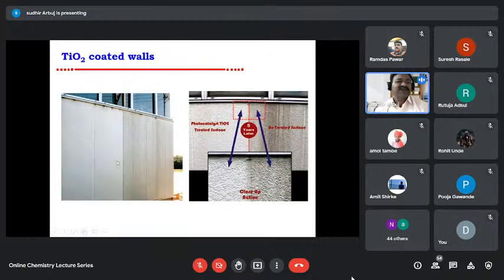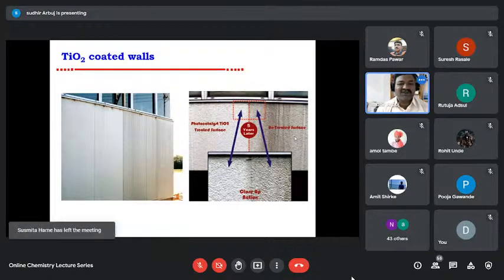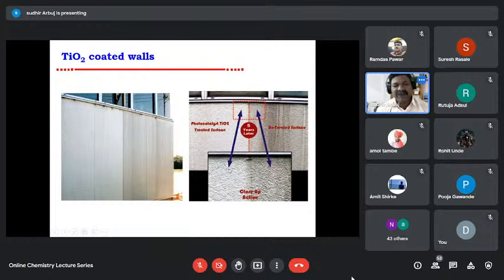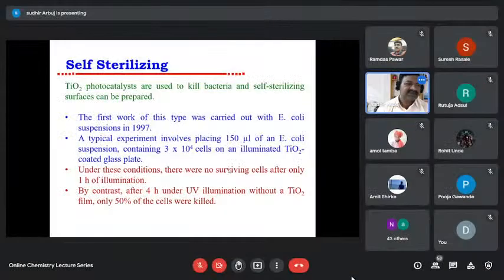See, this is one slide I have shown here. This is the TiO2 or semiconductor coated material, and this is a normal wall, not coated with semiconductor. After 5 years, you see, the semiconductor coated wall is neat and clean, and whatever is not coated remains dusty. What is happening here? Under the influence of light and moisture there is a self-cleaning effect using oxygen.